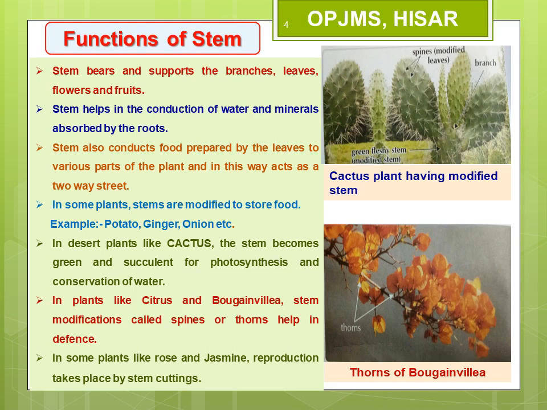Some stem modifications also provide defense to the plant. In some plants like citrus and bougainvillea, the buds in the stem are modified into hard, pointed and sharp structures called spines or thorns. These structures prevent animals from eating the plant. In some plants like rose and jasmine, reproduction can take place with the help of stem cuttings.